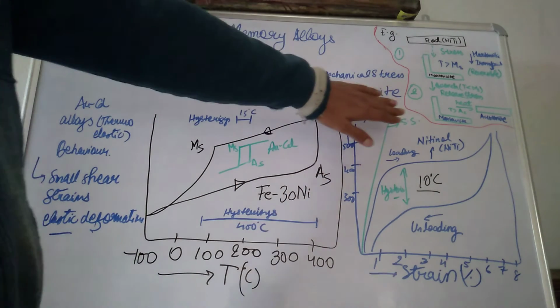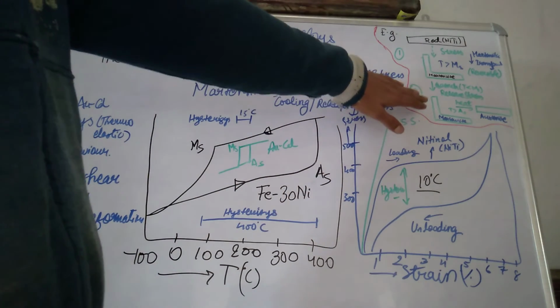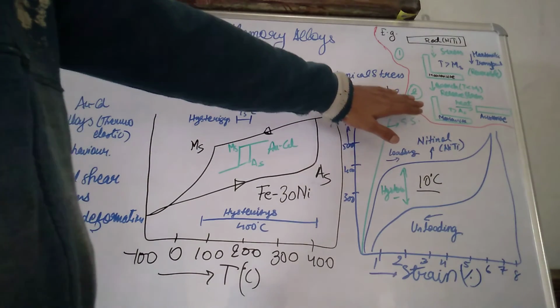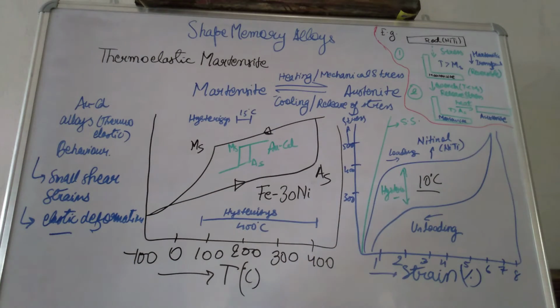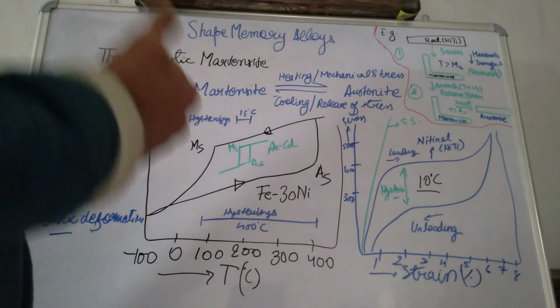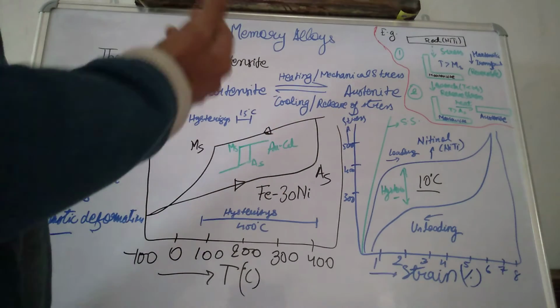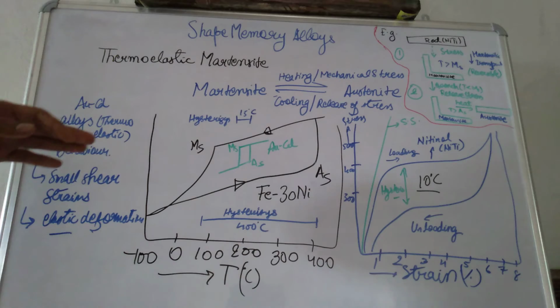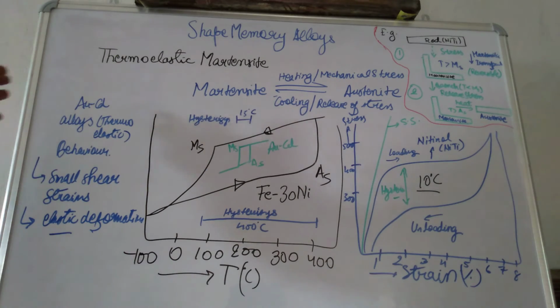Now, if this material is left like this and heated again, without application of any stress, it will transform back to austenite and recover its original shape. So you can see that not only is there a phase transformation, the shape is also recovered. That is why these alloys are very attractive in sensing and actuator applications, and they are named shape memory alloys. They are able to remember the original shape in which they were present.